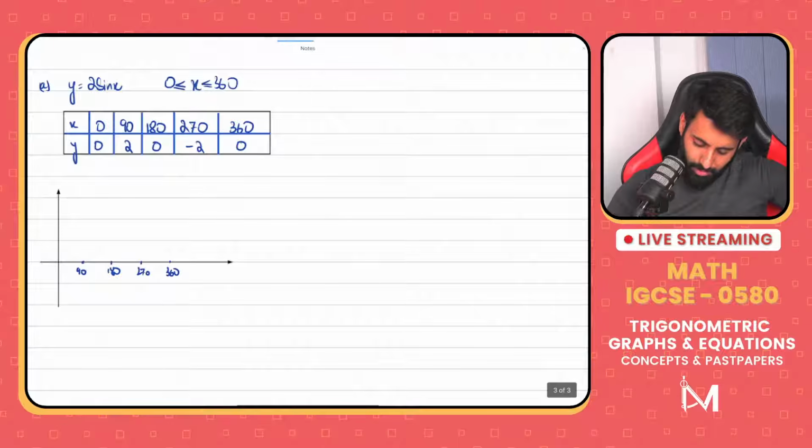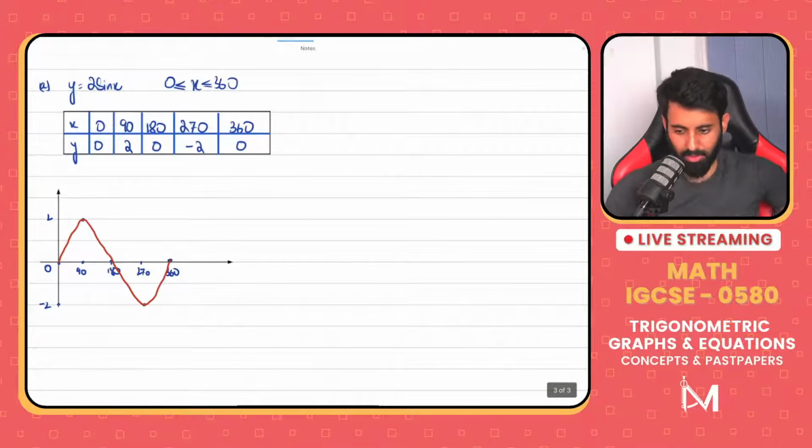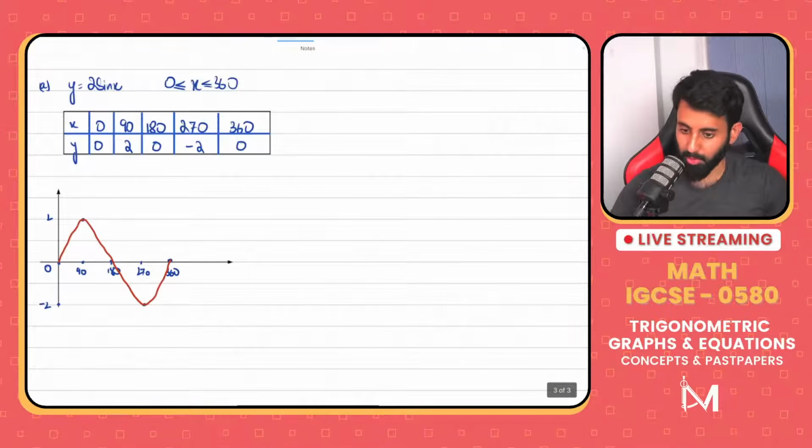Okay, so 0, 0. At 90, it's 2, so it's going to be right here. At 180, it's 0. At 270, it's -2, so it's going to be right here. And at 360, it's 0 again. Okay, so let's put these points together and make a nice and smooth curve. Now remember, this should be a curve. Okay, it should not look like a bunch of straight lines or 3-4 straight lines joined together. It should be a nice and smooth curve.